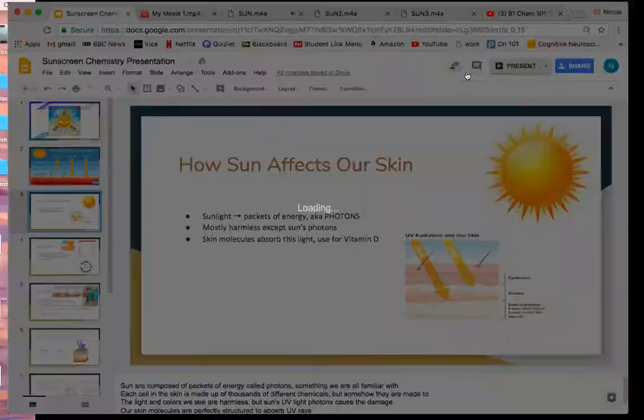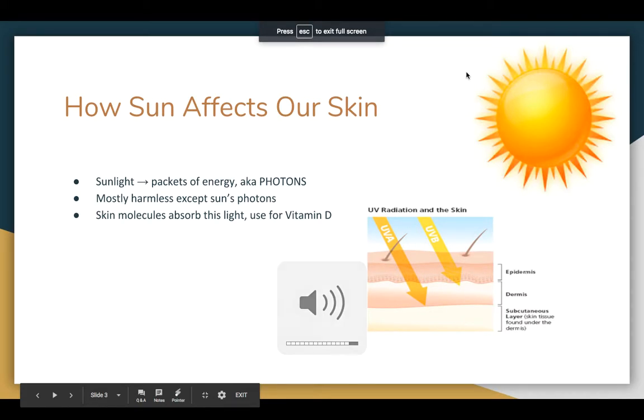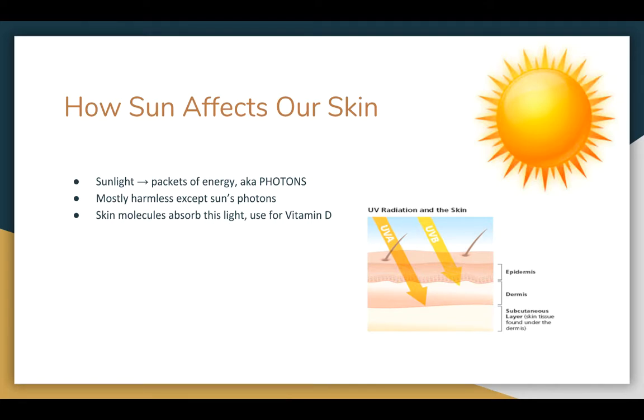Okay, so on this slide, I'm going to be talking a little bit about how the sun is actually affecting our skin. So sunlight, basically, is composed of these packets of energy called photons, which we've learned a lot about. And as we know, the light and the colors that we see produced by the sun are harmless to us, but it's the sun's UV light photons that are actually causing the damage to the skin. So you have UVB rays, and what UVB rays do is they actually cause the physical burn and are the rays that can lead to skin cancer.